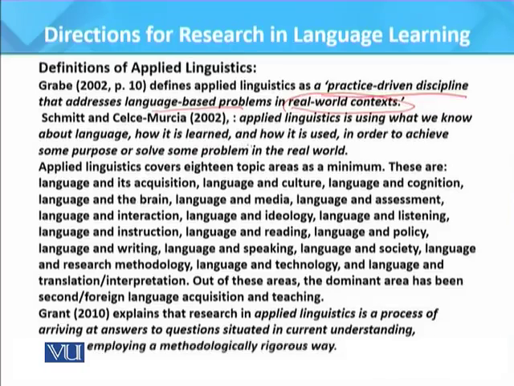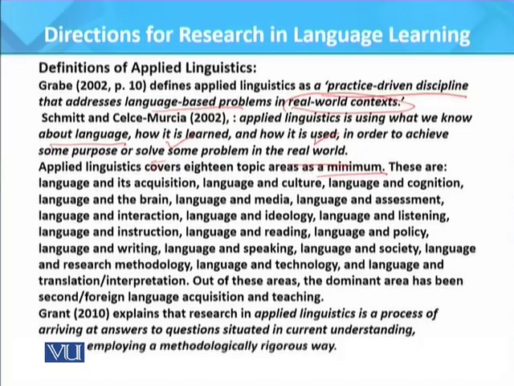Schmitt and Celce-Murcia say that applied linguistics is using what we know about language, how it is learned and how it is used. So basically the practical aspect of language in terms of how it is learned, the process of learning and the process of its usage in order to achieve the purpose or solve some problems in the real world. Then applied linguistics covers 18 topic areas as a minimum.